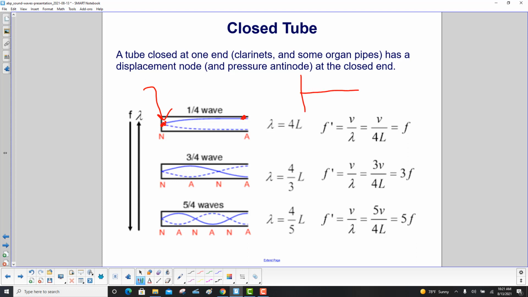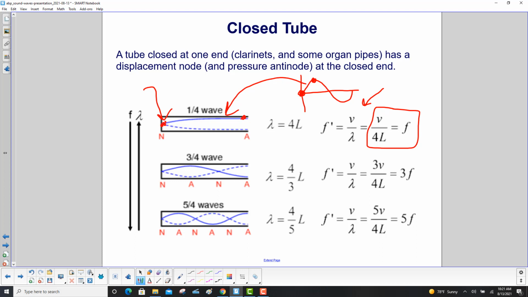So let's show a quick picture there. Here's a wave. And the first time you have a node is here. And then you have your antinode here. So what is that? That's a quarter of the wave. This thing here is what's being drawn there. So lambda is equal to 4L. So your fundamental frequency will be V over lambda, V over 4L. Here's your fundamental frequency this time.